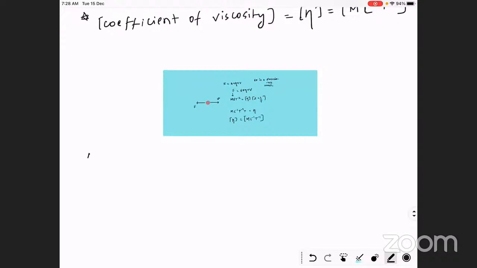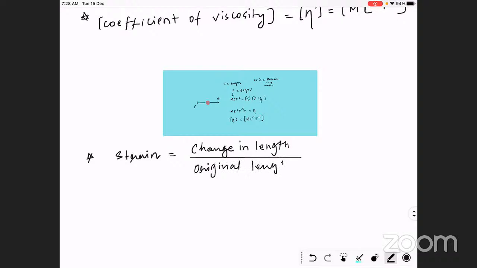Can you tell me what is the dimensional formula of strain? Strain is dimensionless. It is change in length upon original length. This is longitudinal strain, change in length upon length. Yes, it is dimensionless, L upon L. So it is actually dimensionless.